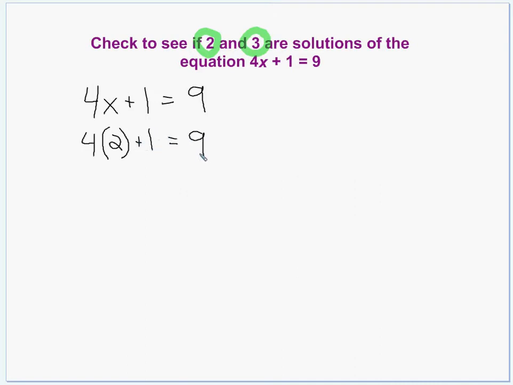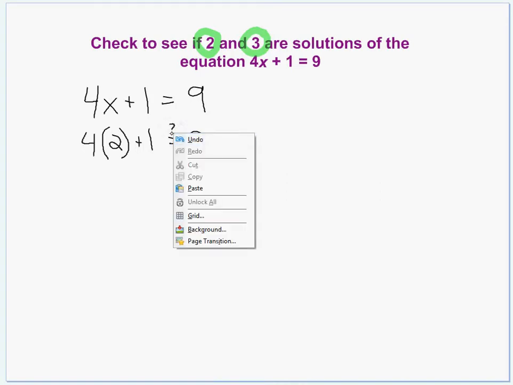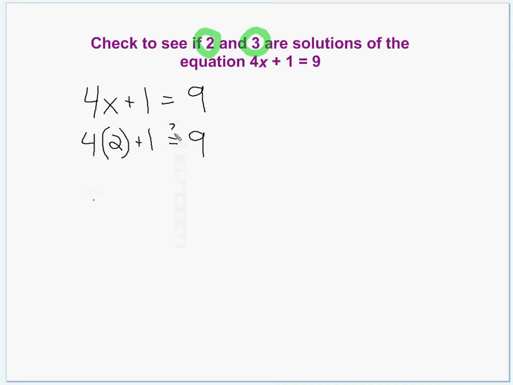Now, we don't know yet if that equals 9 because we have to go through our order of operations and calculate it all out. So what I want you guys to do when you're checking these is put a little question mark there, because we don't know if that really equals 9 or not because we haven't done the math yet. And you certainly don't want to say that it's equal when it's not equal. Okay, so let's go through.